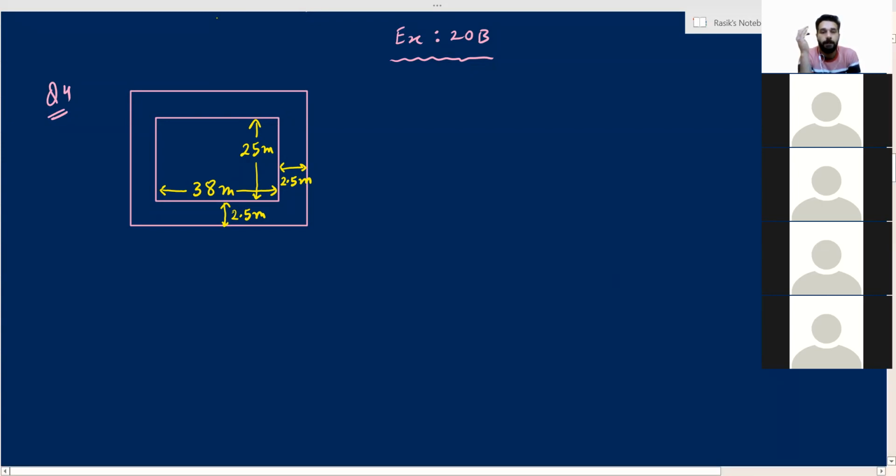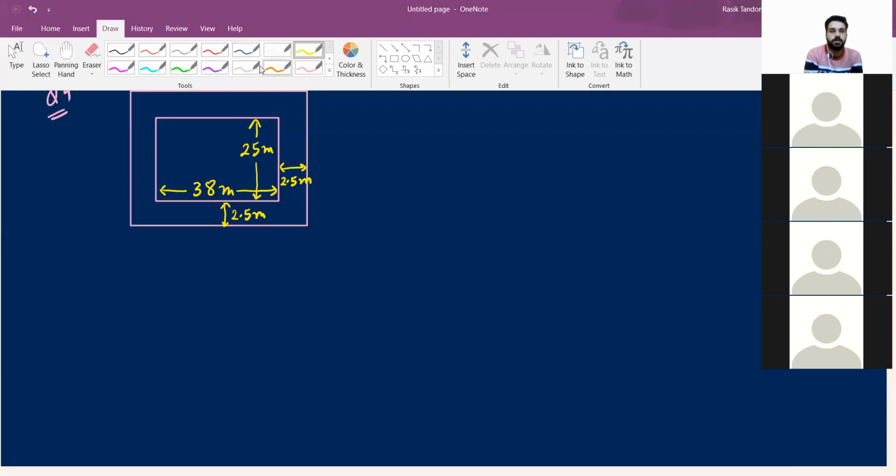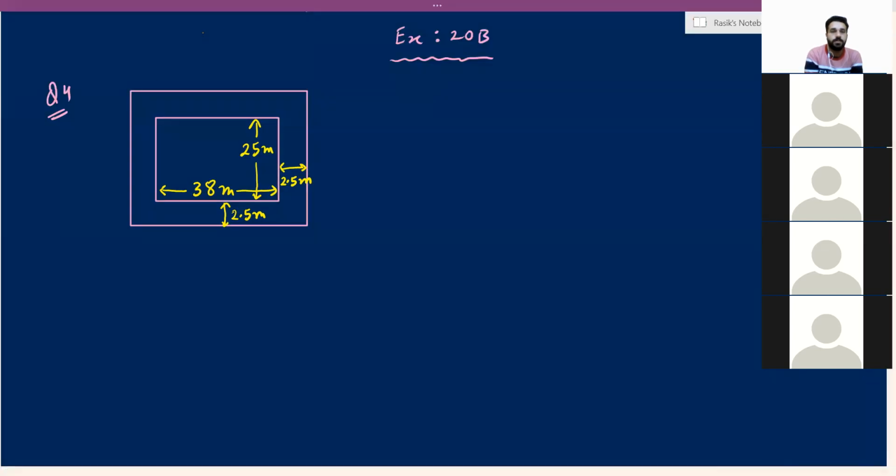Sir, like grabbing that area. Graveling means you must have seen those small gravels, small stones. Yes, we have, sir. We have to put that on the whole path. So this is known as graveling the path. So let's shade the path first. This path we have to do graveling.